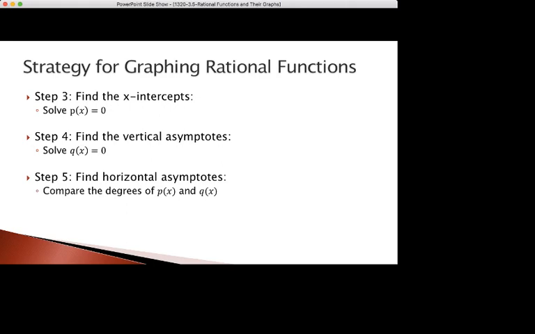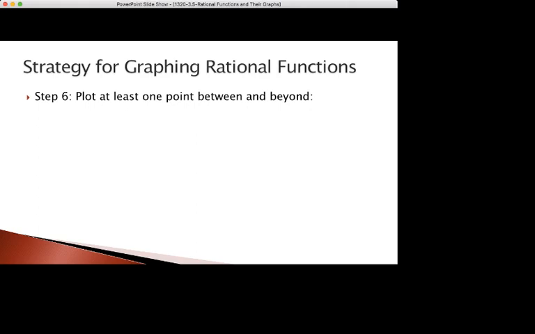So, to find the horizontal asymptotes, we compare the degrees of the numerator polynomial and the denominator polynomial, and then use our 3 cases to figure out what our horizontal asymptotes are. Step 6.